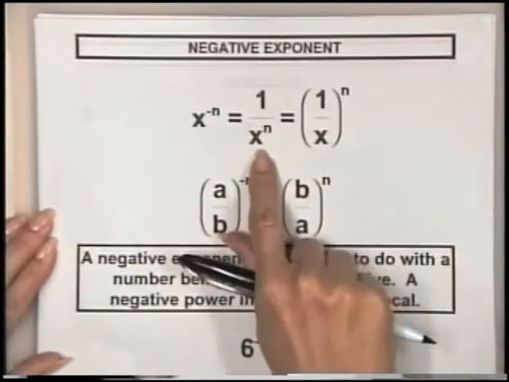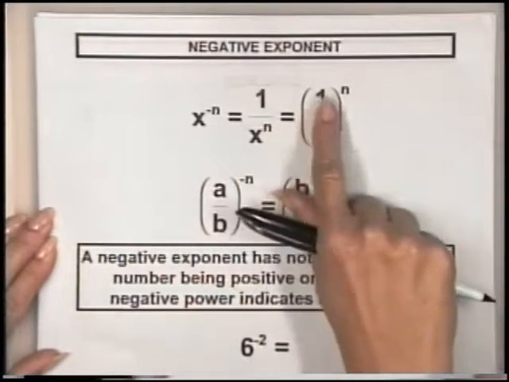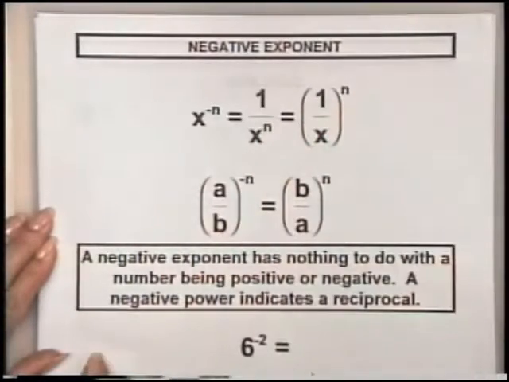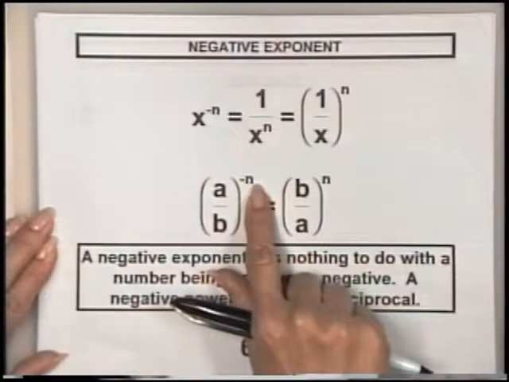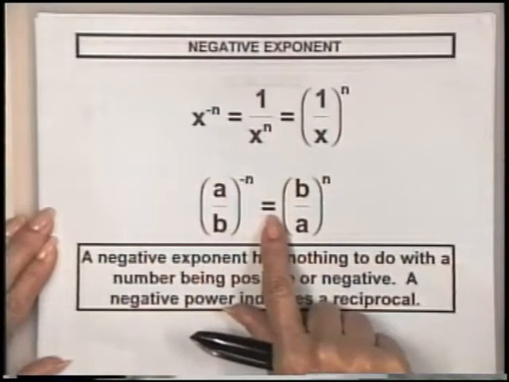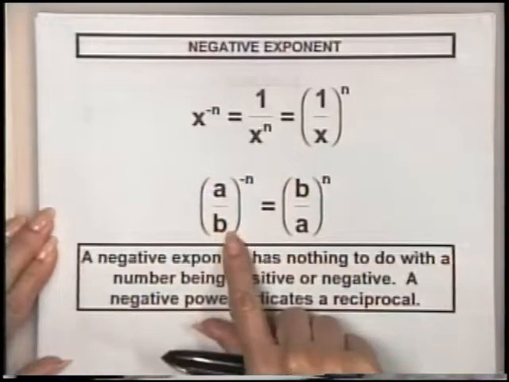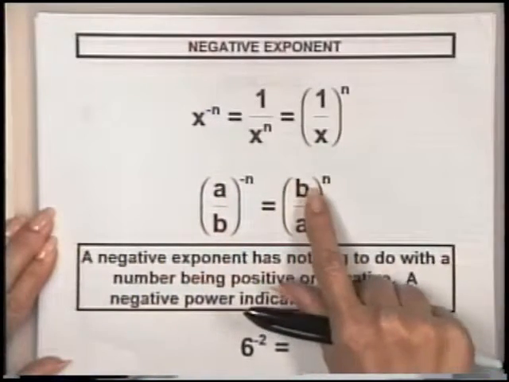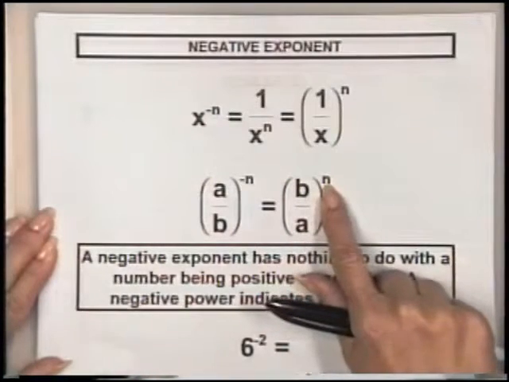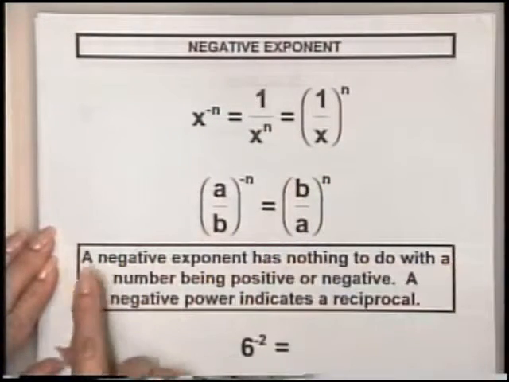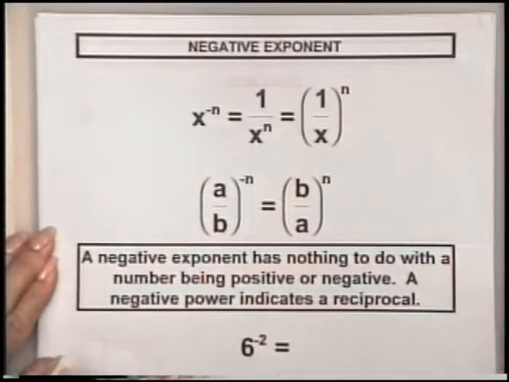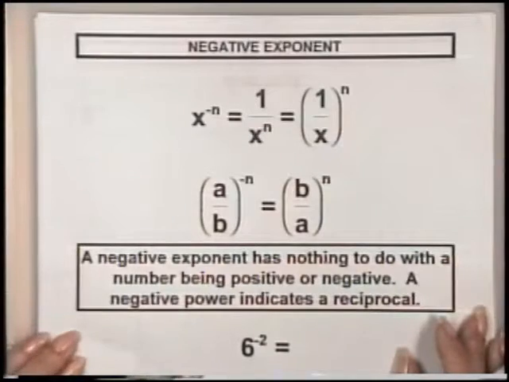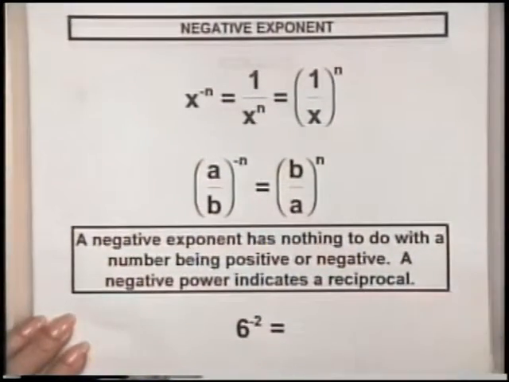X to the negative n is equal to 1 over x to the nth. If I have a fraction, a over b, raised to the negative nth power, I may say that that is equal to the reciprocal of a over b. The reciprocal of a over b is b over a raised to the positive n power. Please notice, a negative exponent has nothing to do with the number being positive or negative. A negative power indicates a reciprocal.